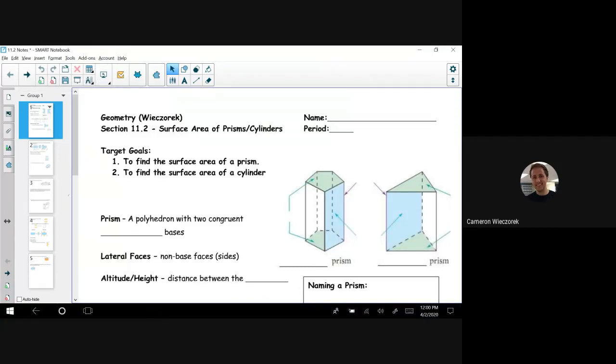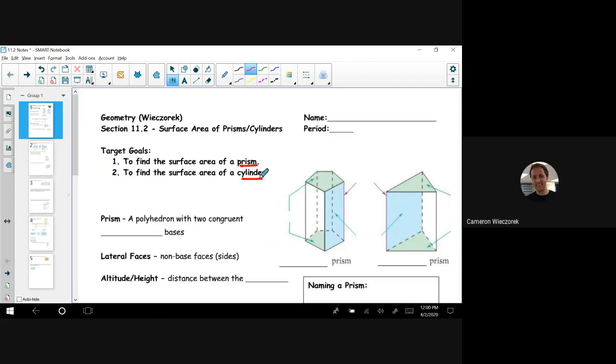All right, so our big goals for this section, we're going to start talking about what's called surface area, which really means we're going to be finding the area of all of the outer faces of a 3D figure. Yesterday we talked about three-dimensional figures being called polyhedra. We're going to look at two specific types of polyhedra today and find their surface areas: the surface area of a prism and the surface area of a cylinder.